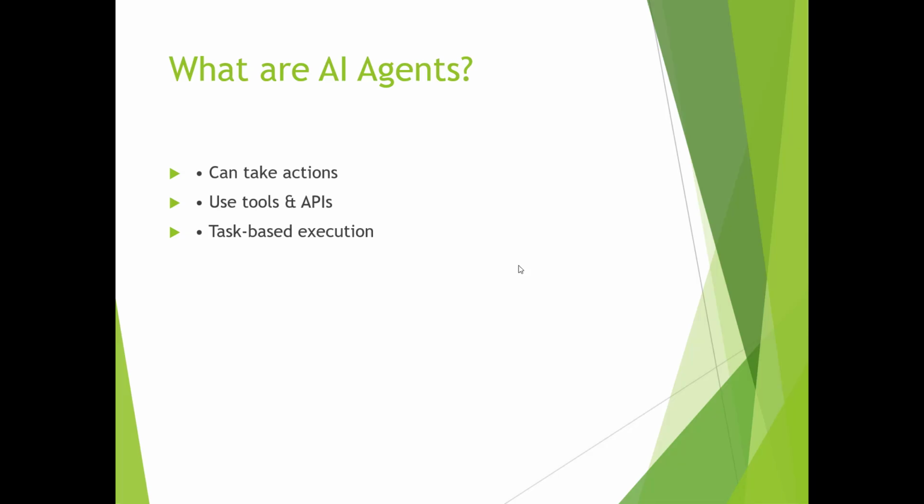Then comes, what are AI agents? An agent means anything which can do something. For example, in the real world, we have a person who wants something to be done, and that is only done by a particular person. So he will go to that person and give his work, and that person, who is known as an agent, can do all that work on his behalf. In this case, AI agents can take actions. We tell them that this needs to be done, and the agent does all the actions that are needed. It uses tools and APIs.